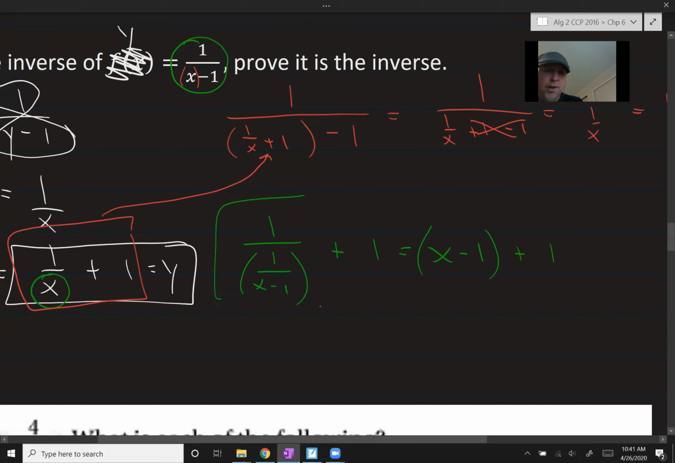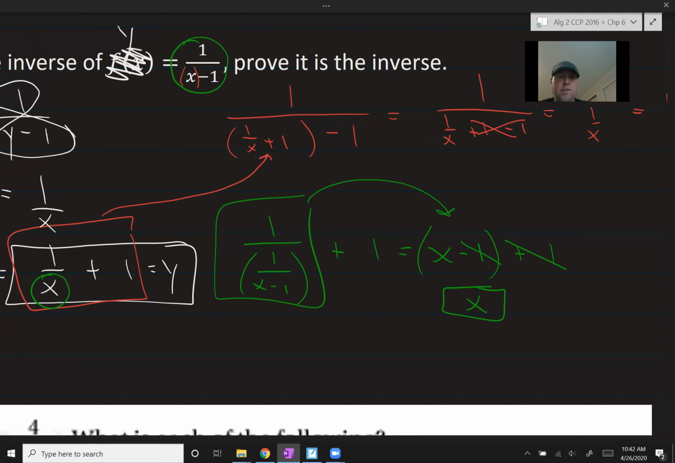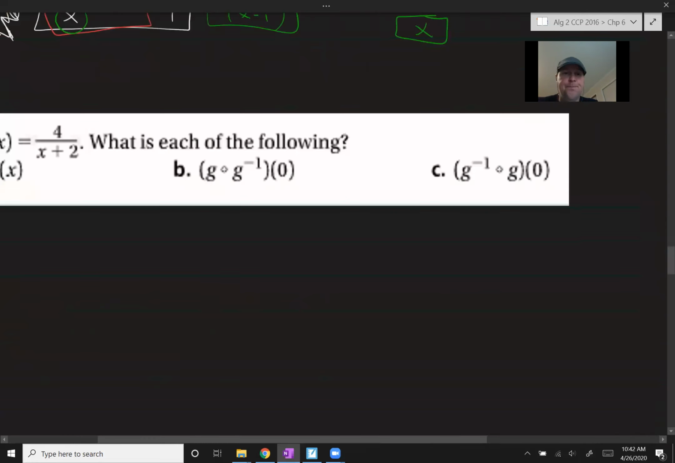Okay, so this whole thing just turned into x minus 1, right? Because I'm dividing by a fraction, so I want to multiply by its reciprocal, so we're going to get x minus 1. After that, I have negative 1 plus 1, so I get just x. Okay, we have proved without using a table that these are inverses. All right, good stuff. That's what it's all about.